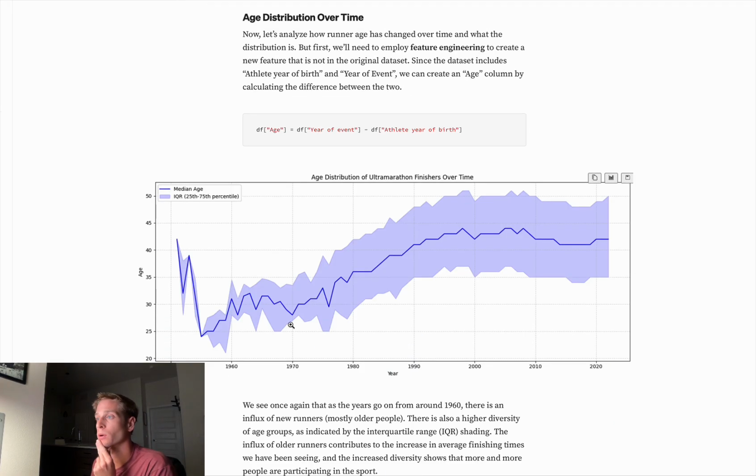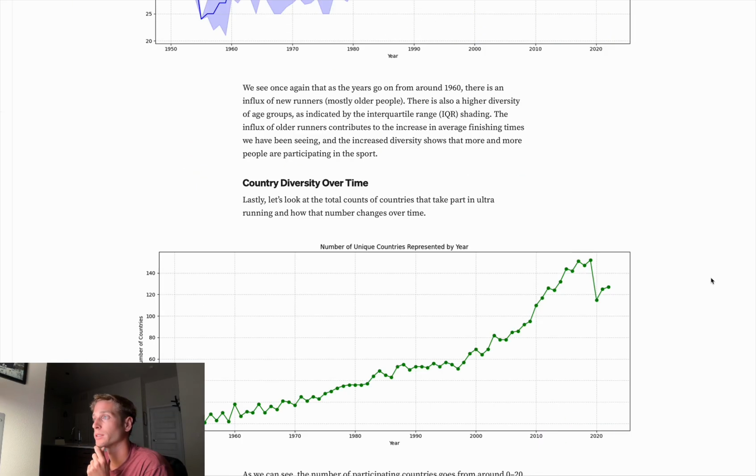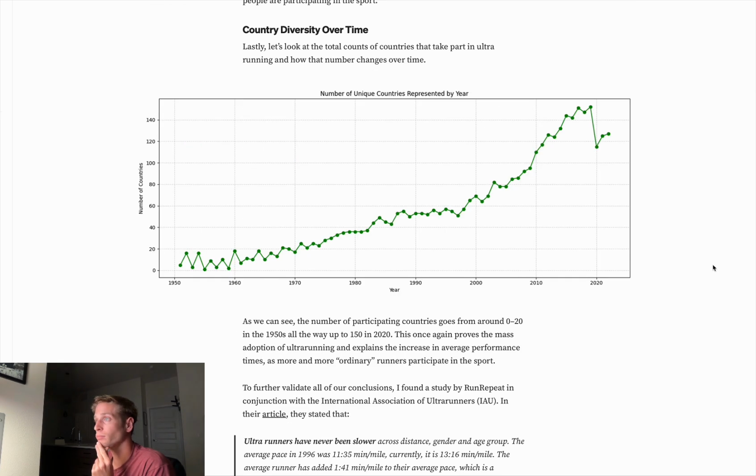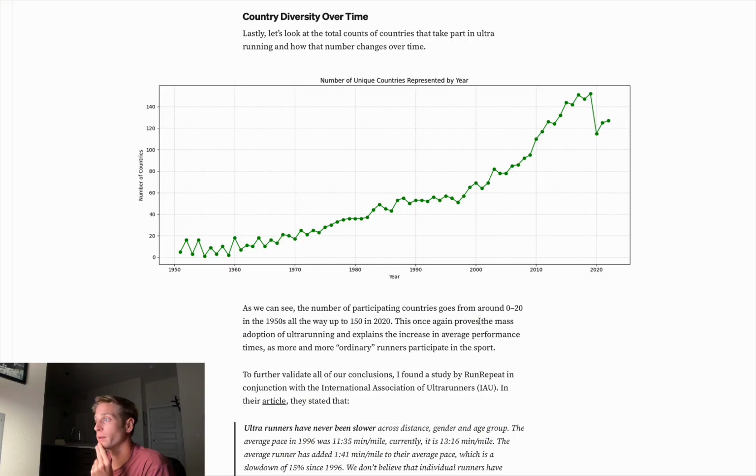Next, we're going to look at age distribution. Same sort of thing is going on: you have much more widespread age groups getting involved. Another interesting phenomenon is that much older people are getting involved. In the 1950s and 60s, it goes from around 25 to 30 years old all the way up to 40 to 45. If they're up to 50 years and beyond, that could also be contributing to the slower average times. On top of that, we see a lot more countries getting involved: from 1950, 1960, where it was only around 10, 20 countries, we see 140 or so countries. More people are taking part in the sport. You have a widespread demographic of individuals running these races, and so average times are slowing down.